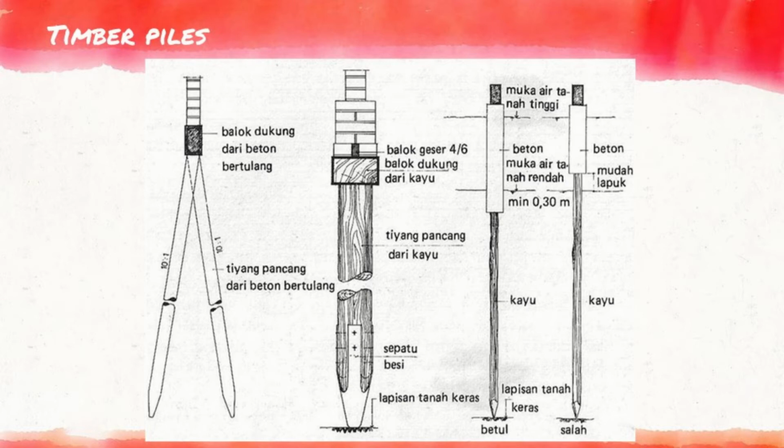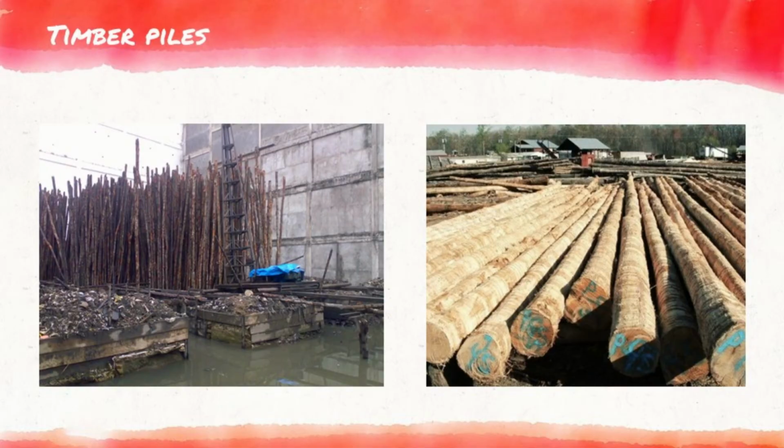gravel soil. Timber piles will be durable and not easily rot if the timber piles are always fully submerged under the groundwater level. Timber piles will break or rot faster when they are alternately dry and wet. The use of timber piles is usually not permitted to hold loads greater than 25 to 30 tons per pile.